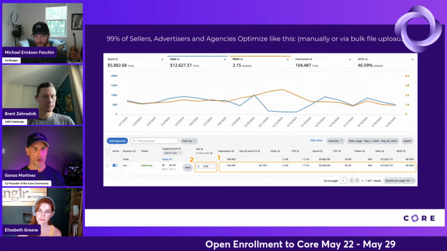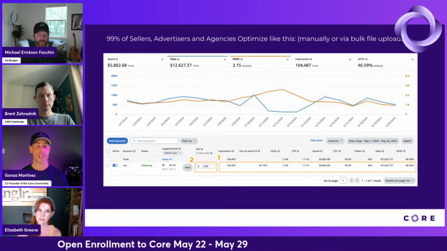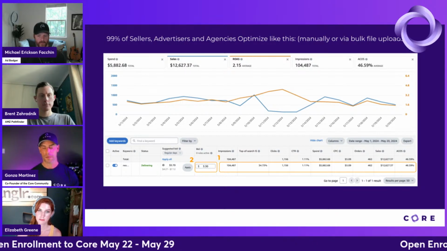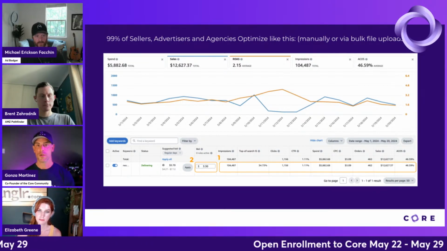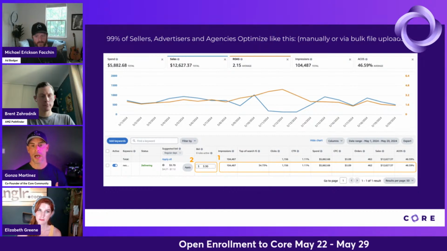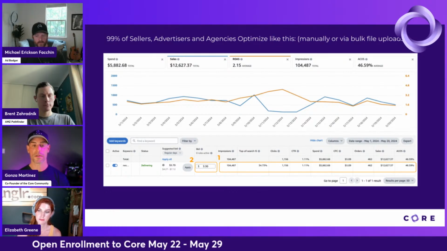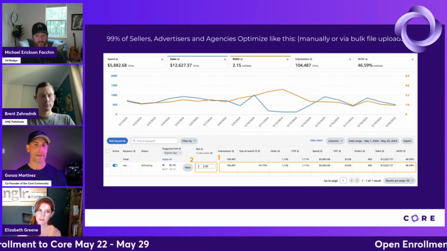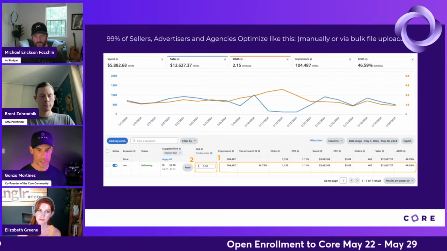Most people that I know, 99% of sellers, advertisers, and their agencies, especially agencies, because they are handling a huge workload, normally do a manual optimization or they upload bulk files. But they eyeball their bids. This is how they do it, right?